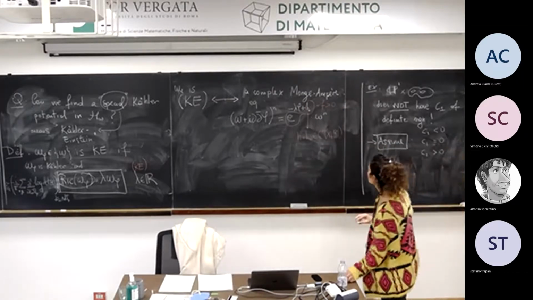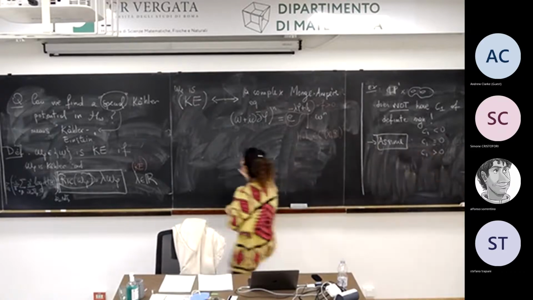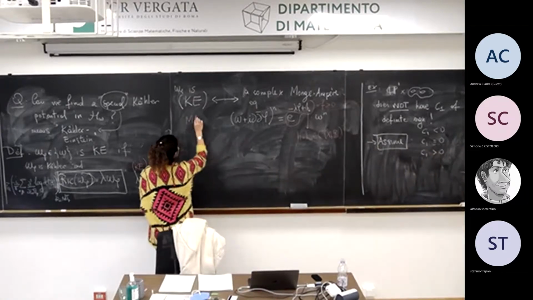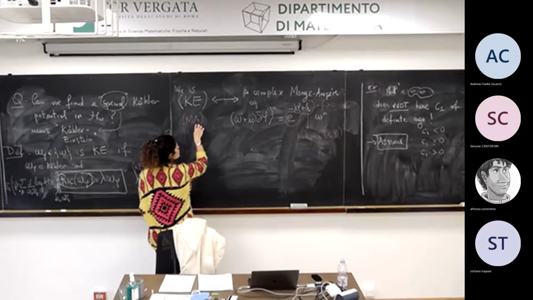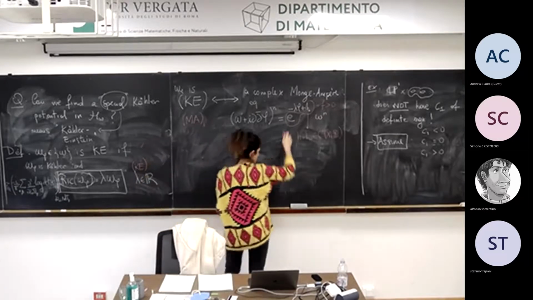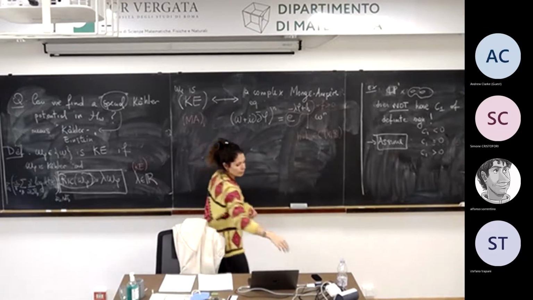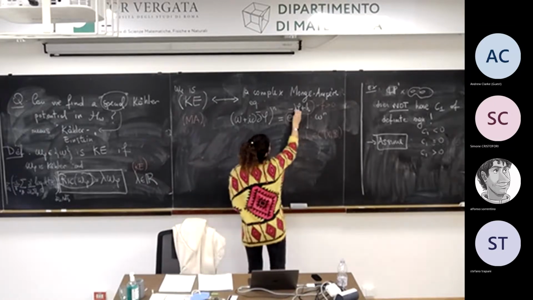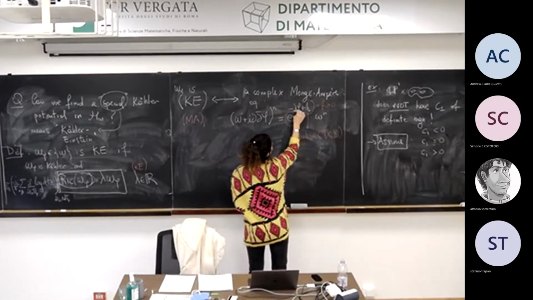Just to make my life easier. And then this equation I am going to denote with MA, for Monge-Ampère, and here I am going to put a lambda. The lambda here, in blue, is the coefficient in front of the phi.